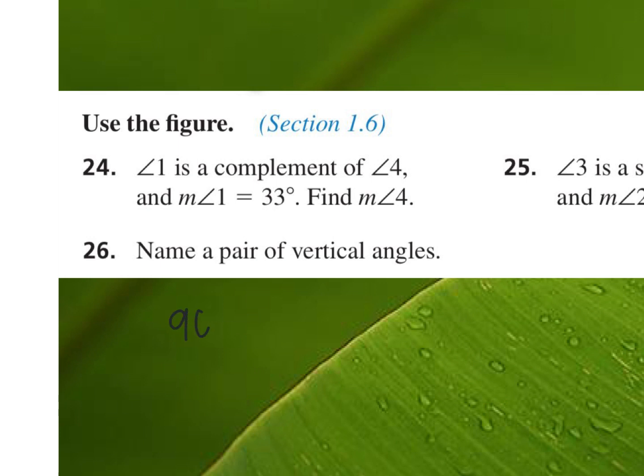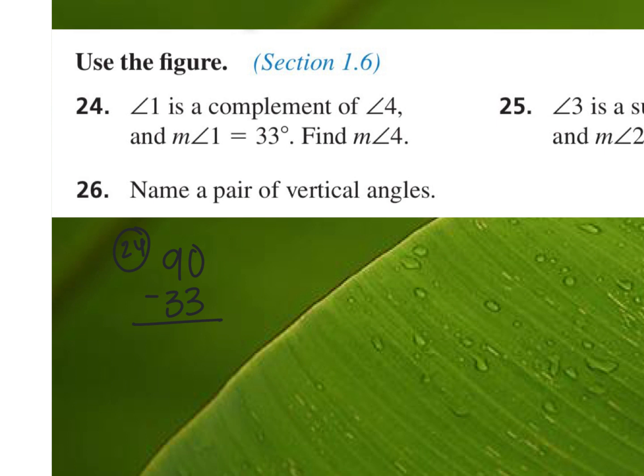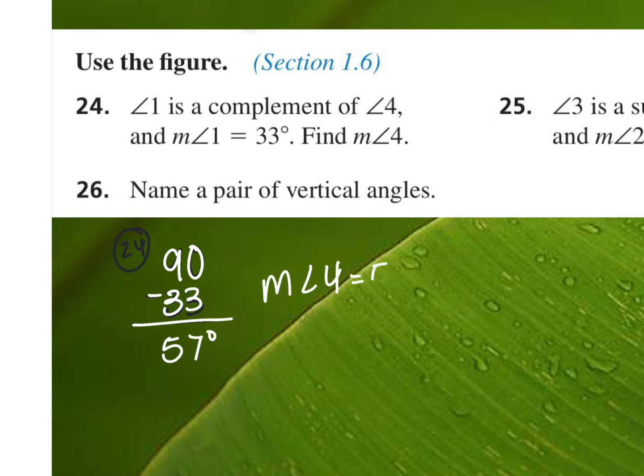Good, I'm writing 90, this is 24, minus 33, and what would you get? Oh, I'm sorry, the black, you guys cannot see it, so let me change it to white. This is 90 minus 33, and what would you get? Not 66. 57 degrees. So the measure of angle 4 is 57 degrees. Good. All right, let's go ahead and do 25.